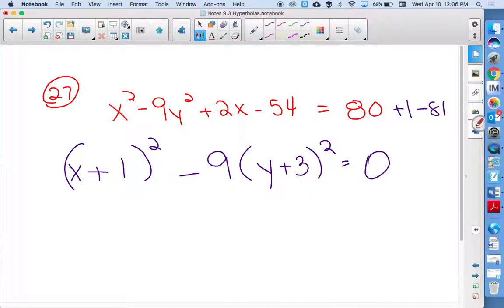We could try and get it into y equals. How would you try and get it into y equals, David? Well, I was gonna say, could you move the 9(y+3)^2 to the other side? Yeah, let's take that to the other side, because if it's equal to 0, then you're able to move things from one side to the other. So let's just take that negative term and place it on the other side.